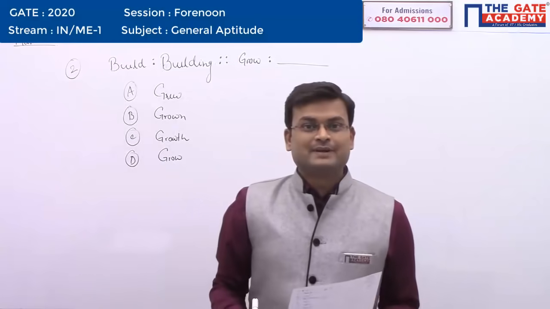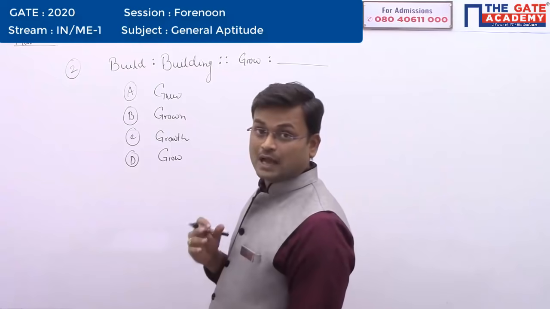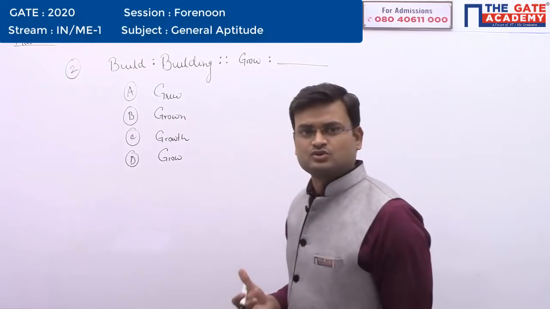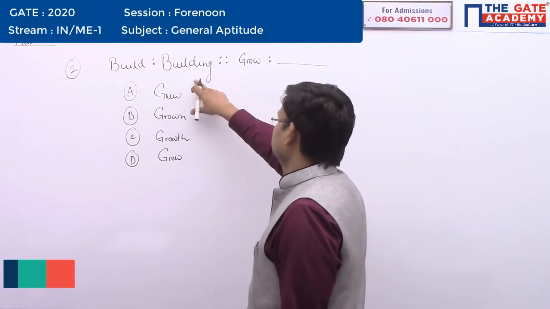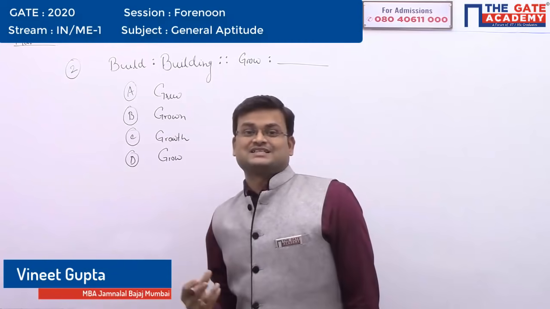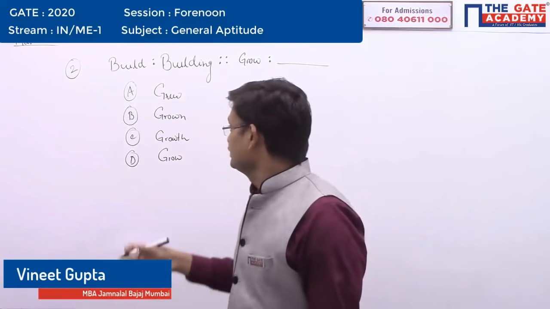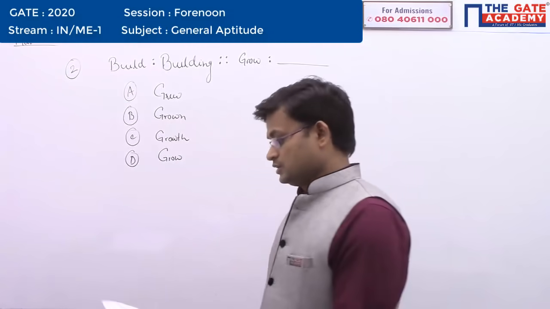So the second memory based question is on the board. This is also a one mark question. This belongs to the vocabulary part, and it was very easy, so not to worry too much about that. Build, building, grow, and dash. This is an analogy question, which is concerned with vocabulary. If you know about nouns and verbs, then it is very easy for you to solve.